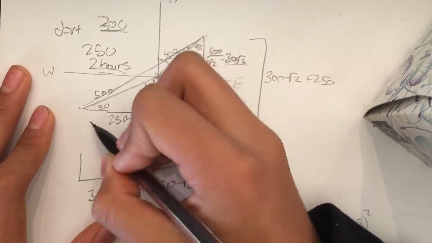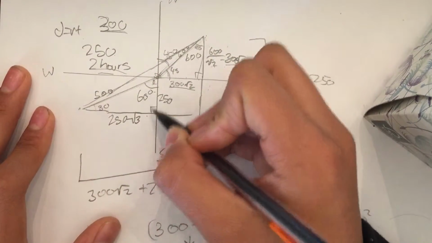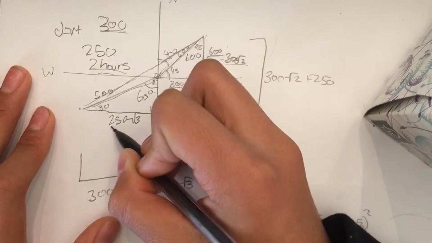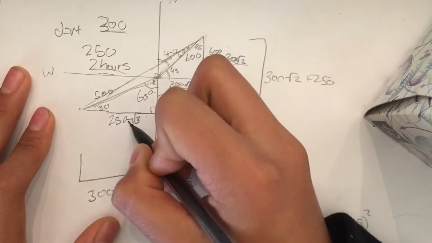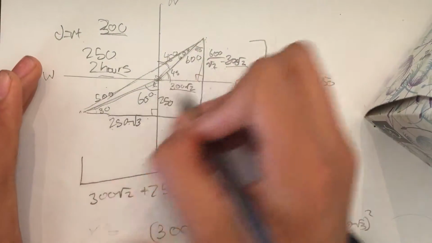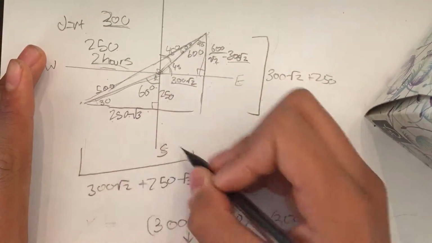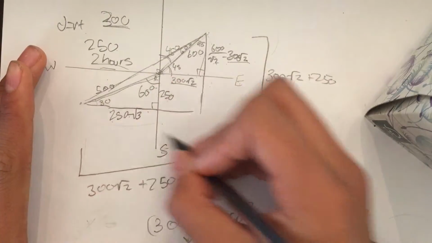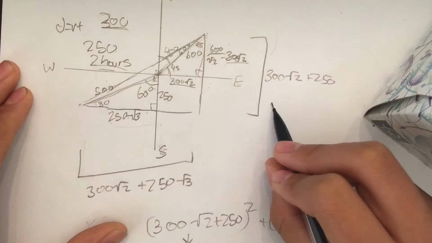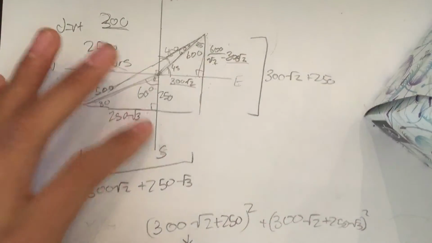Next, we move to the 30, 60, 90 triangle. This is 90 degrees, this is 30, 60. We know that this is 500, so we know that this is 250, this is 250 root 3. x, x root 3, 2x. Special right triangles. And then, once we add these two up, we get this total distance. Total x value, the total base is 300 root 2 plus 200 root 3. The total height, 300 root 2 plus 250.